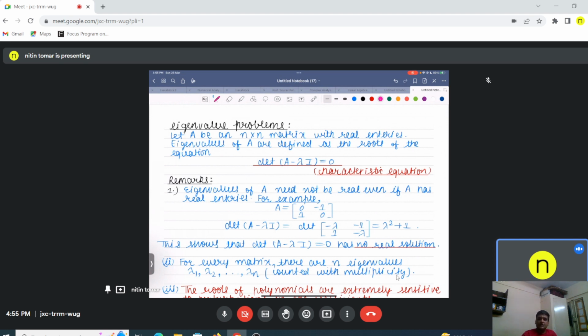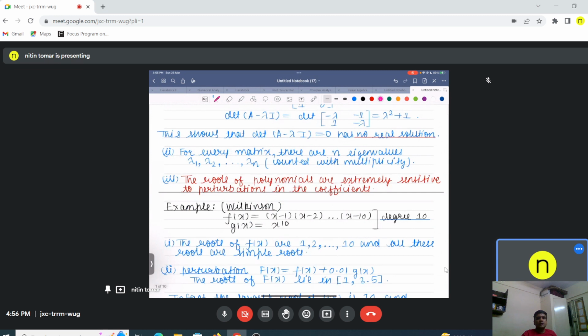Eigenvalues, as we have seen, need not be real even if A is a matrix with real entries. For example, this 2 cross 2 matrix 0, minus 1, 1, 0. We saw its characteristic polynomial is lambda square plus 1, and this shows that determinant of A minus lambda I can never be 0 for any real solution. And for every matrix there are n eigenvalues, lambda 1, lambda 2 up to lambda n, counted with multiplicity. What do we mean by counted with multiplicity? It means if you have repeated eigenvalues, let's say 0, 0, 1, then we count them as 2 plus 1, that is 3.